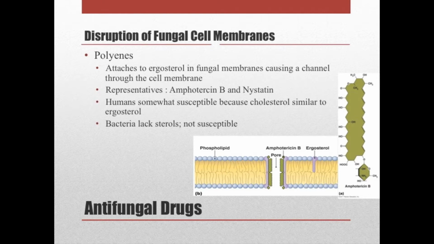Selective toxicity of these drugs may not be exact because the cholesterol of human cells and ergosterol of fungal cells are both steroids and share some chemical similarities. These drugs do not target bacteria because they do not have sterols in the cell membrane. Some representatives of the polyene group are amphotericin B and nystatin.